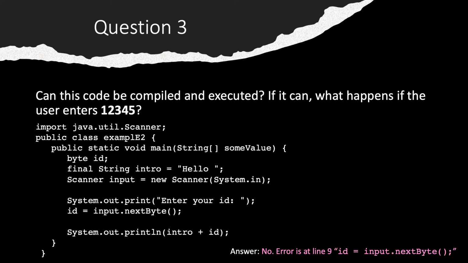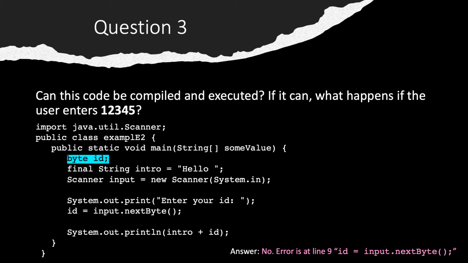This code is valid. There is no error within this program. It can be compiled and run. However, when the user enters 12345, it will show an error. This is an example of a runtime error, as it happens during execution, not during compilation.